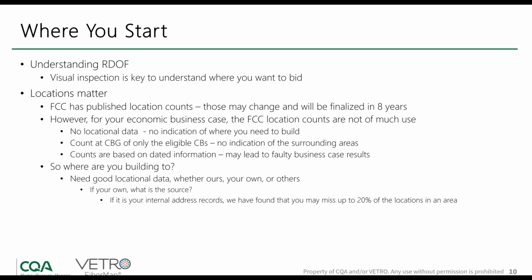However, if you're putting together your economic business case, the FCC location counts are not of much use. And I say that for three specific reasons. One, they do not provide any locational data, so there's no indication of where you need to build. Second, the counts are only at the CBG, so it's just a total count. So there is no indication of how many locations are in each of the census blocks, nor in the surrounding areas. You'll likely not just build to the RDOF census blocks. You may and likely will connect into census blocks outside the eligibility list. And there really is nothing in the FCC data to provide you those location counts as well.